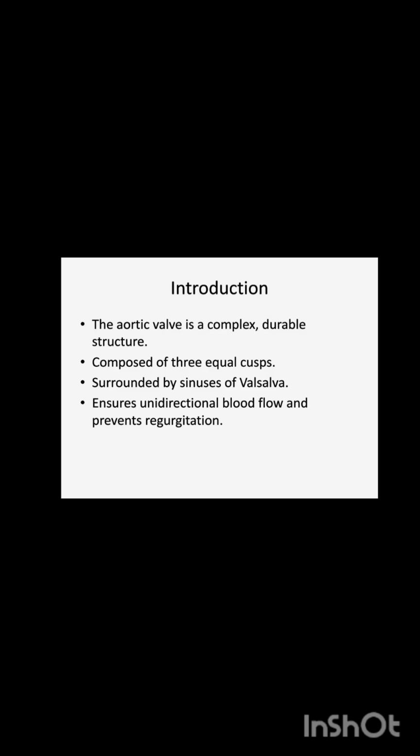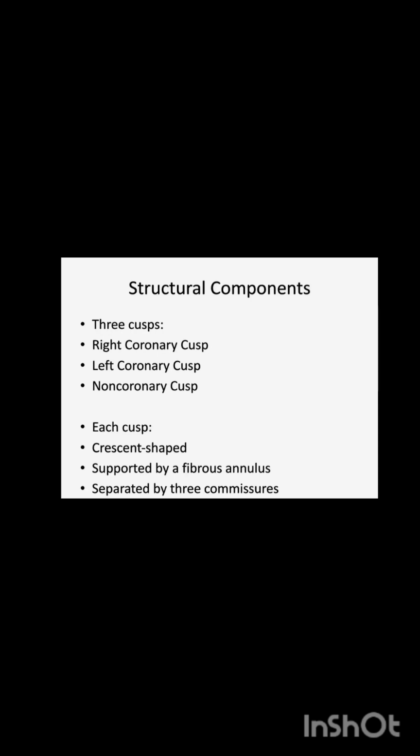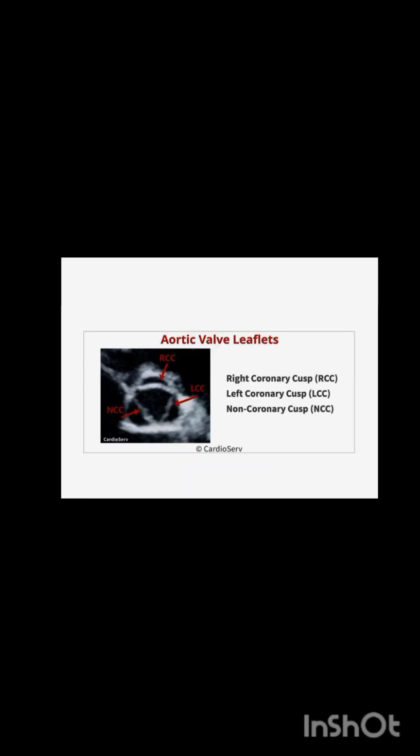The aortic valve is a complex, durable structure composed of three equal cusps surrounded by the sinus of Valsalva. It ensures unidirectional blood flow and prevents regurgitation. The structural components are three cusps: the right coronary cusp, left coronary cusp, and non-coronary cusp. Each cusp is crescent shaped, supported by a fibrous annulus, and separated by the three commissures.